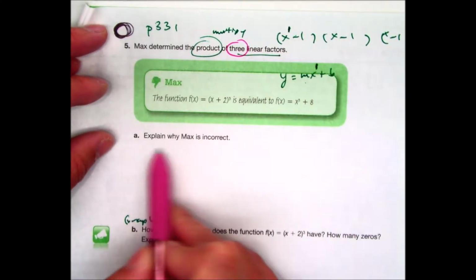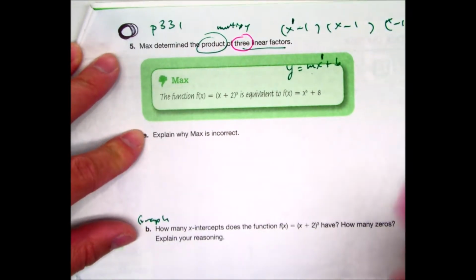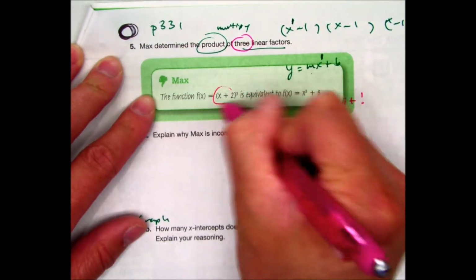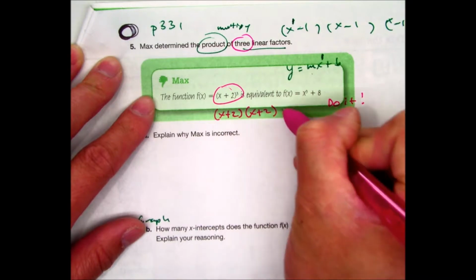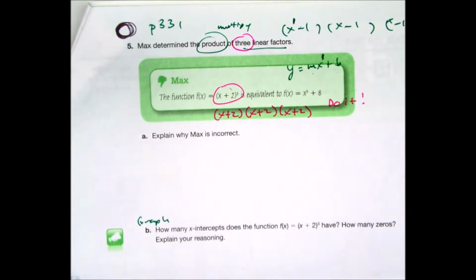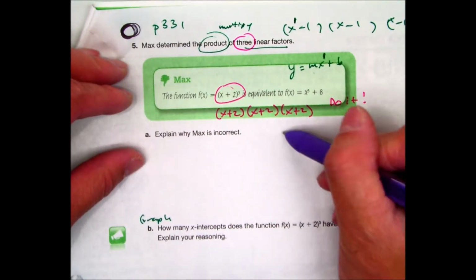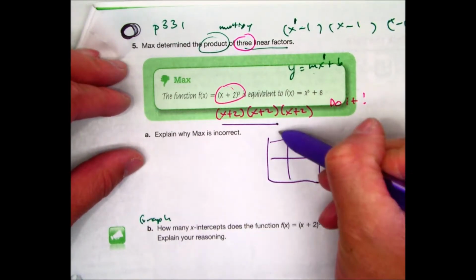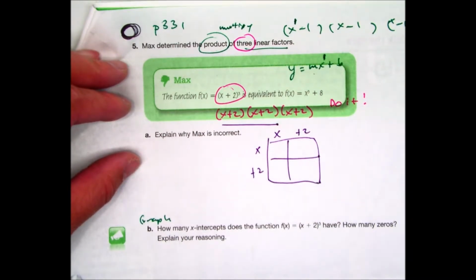Now it says explain why Max is correct. So before I do why Max is incorrect, I'm actually going to do the problem. When you do a problem like this, do it. That essentially means that you have three of these expressions. Raise your hand if you did that. And then I'm just going to go ahead and multiply them. Just going to multiply the first two: x plus 2, x plus 2, and we're just multiplying.